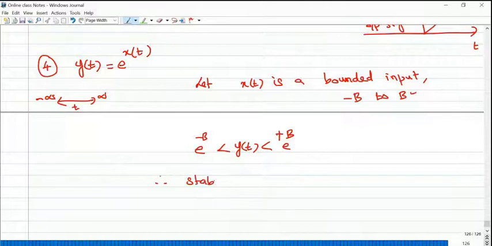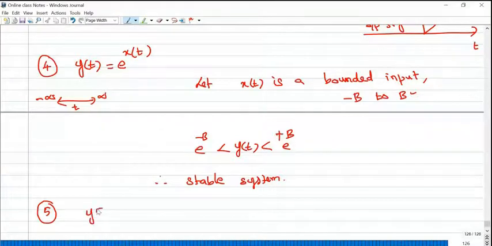So therefore, the system is stable system. For a bounded input signal, if you are assuming unbounded input signal, then that will be different. For a bounded input signal x of t, whatever input you assume, your y of t lies between e power some constant minus to e power plus some constant. So these are all some examples for continuous time system. Now we'll go for discrete time.